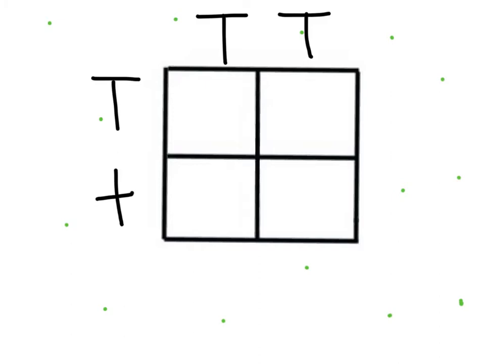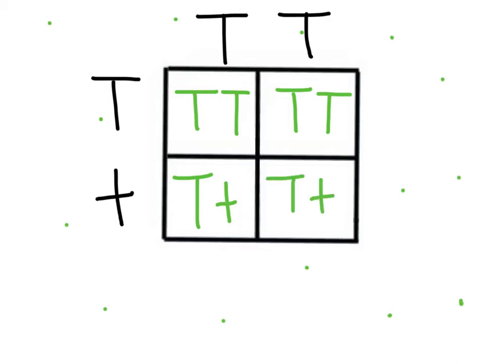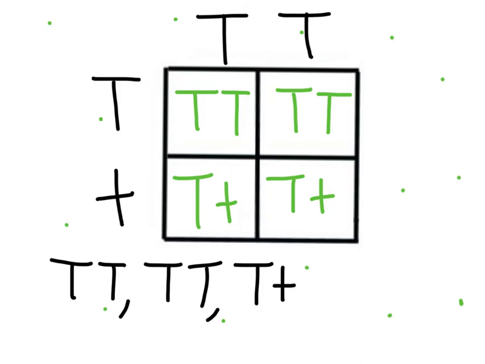And now it's time to combine them. A big T will create a big T. A big T will create a big T again. A little t will create a big T little t. You always place the dominant allele first, and a little t will create a big T little t. The result of this cross is big T big T, big T big T, big T little t, and big T little t. This means that the offspring will be 100% tall.